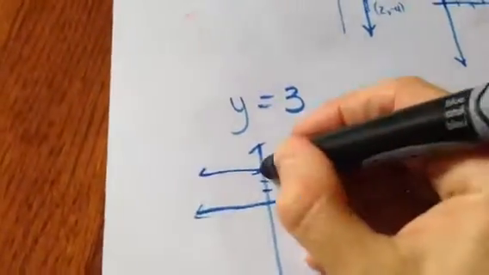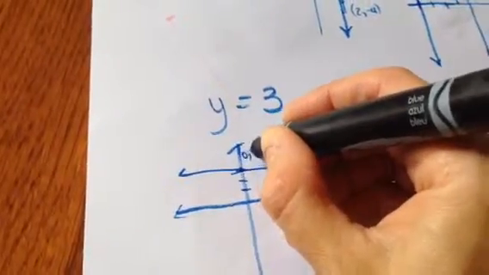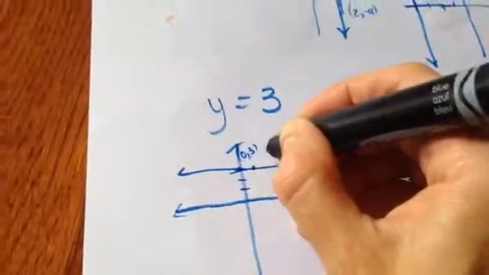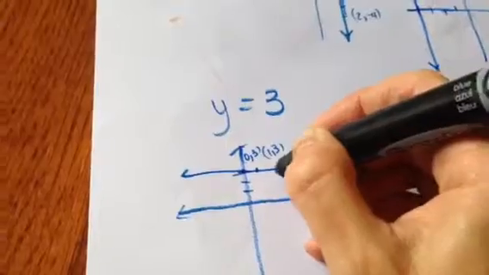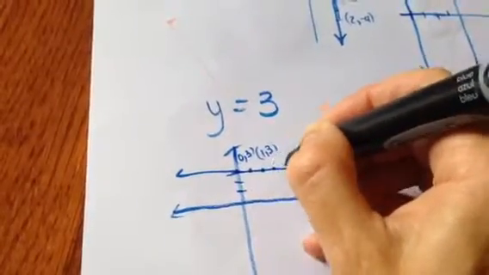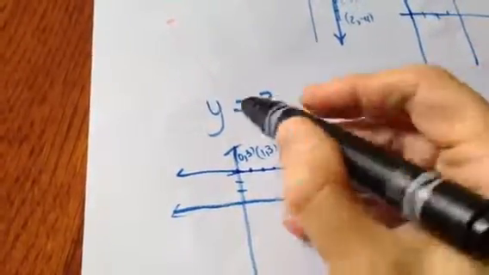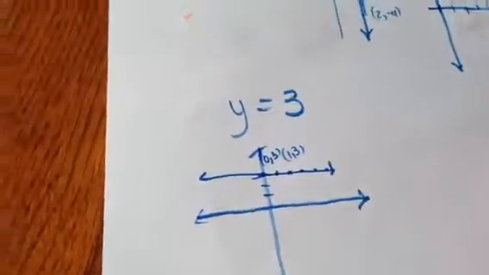Okay? Because notice this point right here. This point right there is 0, 3. And this point right here is like the point 1, 3. And this point right here is 2, 3, 3, 3, 4, 3, 5, 3. Notice the y value is always 3.